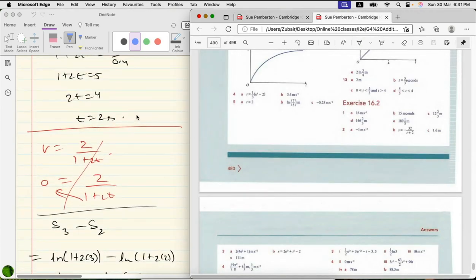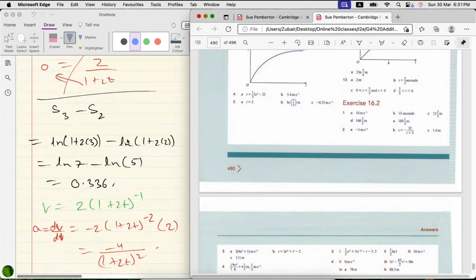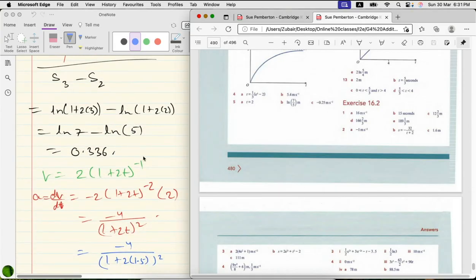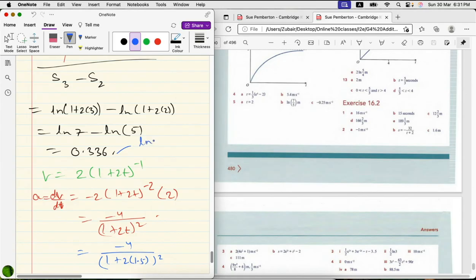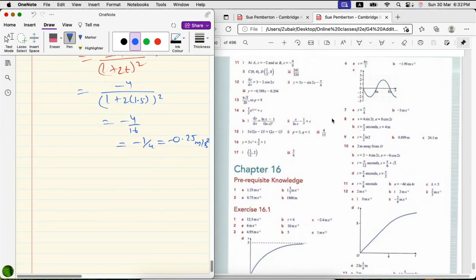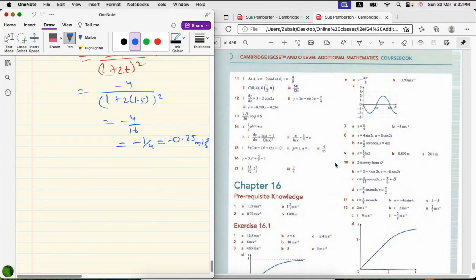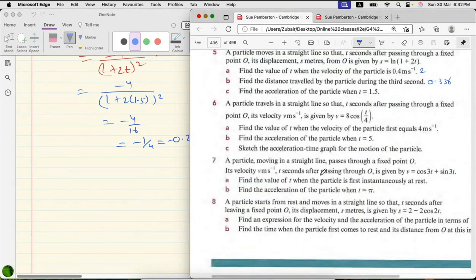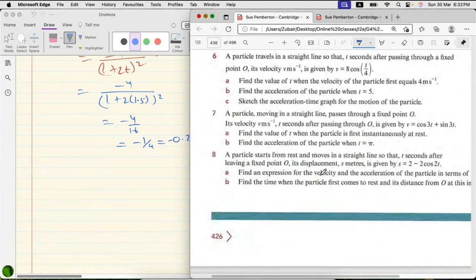Time 2, then 7 by 5. That is it. Just use a calculator. This was ln 7 subtraction and then negative 0.25. 6 has that graph. Let's try 6 and 12. Then we move on to the next exercise. Try number 6.